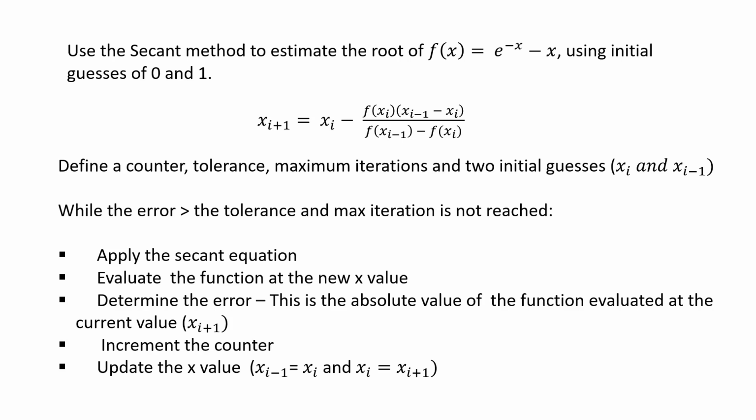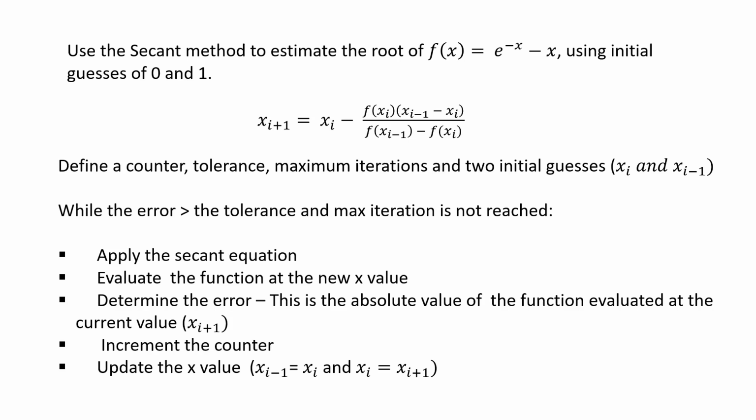Now, why absolute value? What you want to do is find the value of x that will make f equal to 0. It is possible that it could be on either side, on the negative side or on the positive side. But what is important is how far you are from 0. So that's why you need the magnitude of the function evaluated at that x value.